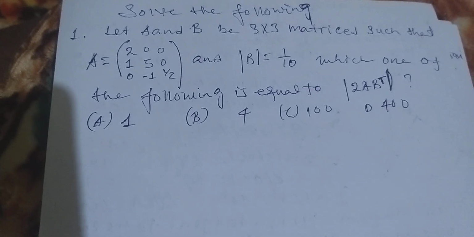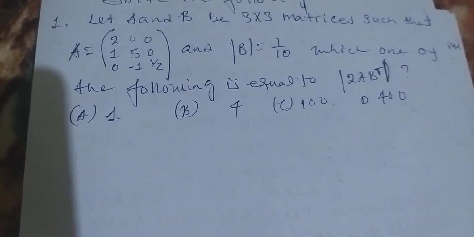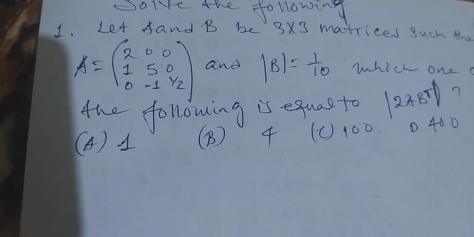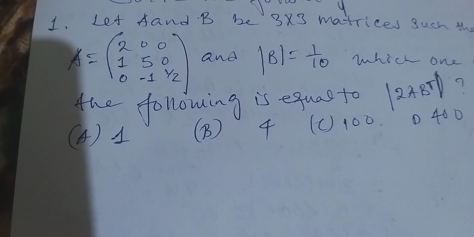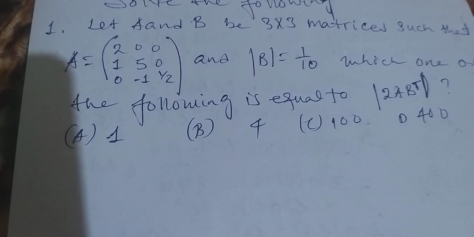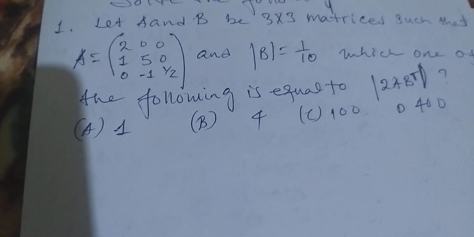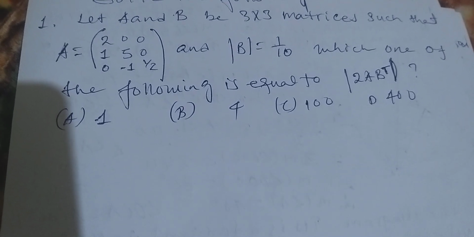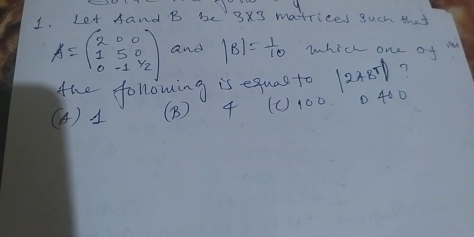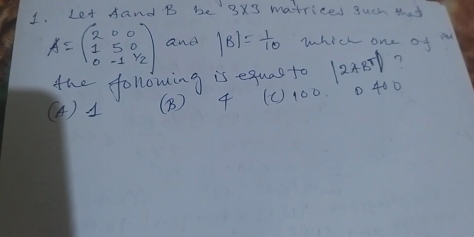Let A and B be 3 by 3 matrices such that A is the given matrix, with rows 2 0 0, 1 5 0, and 0 negative 1 1 over 2, and the determinant of matrix B is 1 over 10. Which one of the following is equal to the determinant of 2 times matrix A and the transpose of matrix B? So how do you find this one? Solution.